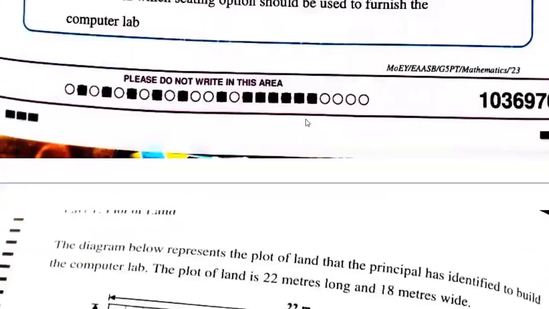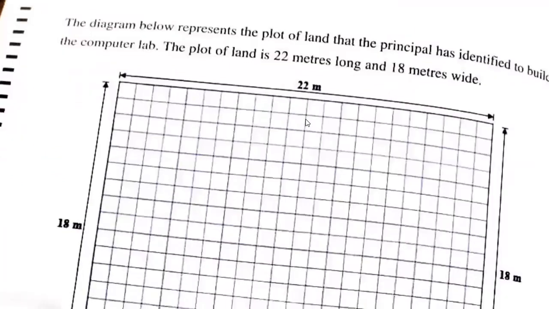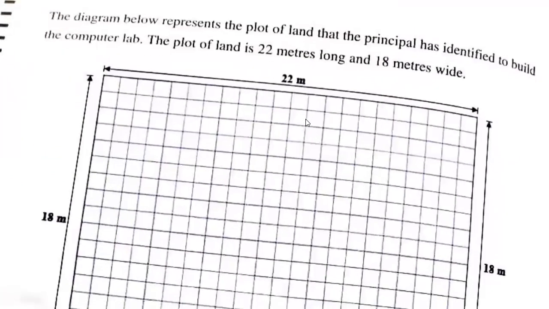It says the diagram below represents the plot of land the principal has identified to build the computer lab. The plot of land is 22 meters long and 18 meters wide. So they gave the length to be 22, which is this side right here. And the width is 18. So all of this going down here will be 18 meters. All right. So the length is 22, width 18. Let's see what they say now.